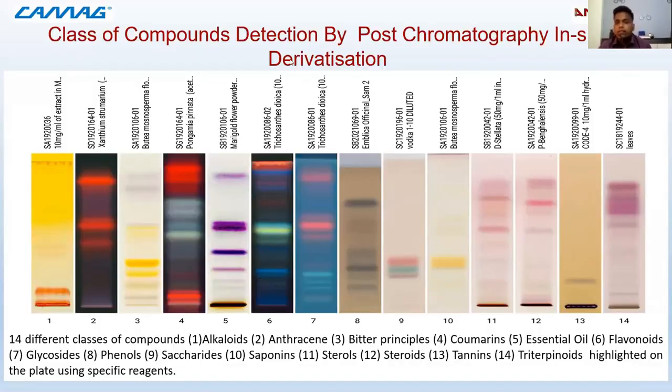So here you can see some of the examples of this derivatization process. After derivatizing with different reagents, you can see how these color bands will be seen. There are 14 different classes of compounds: alkaloids, anthracenes, coumarins, essential oils, tannins, sterols, and so on. All these bands are giving colors. Some bands give yellow, violet, pinkish, reddish, bluish colors. So after derivatizing with the specific derivatizing reagent, you can see this type of color bands.